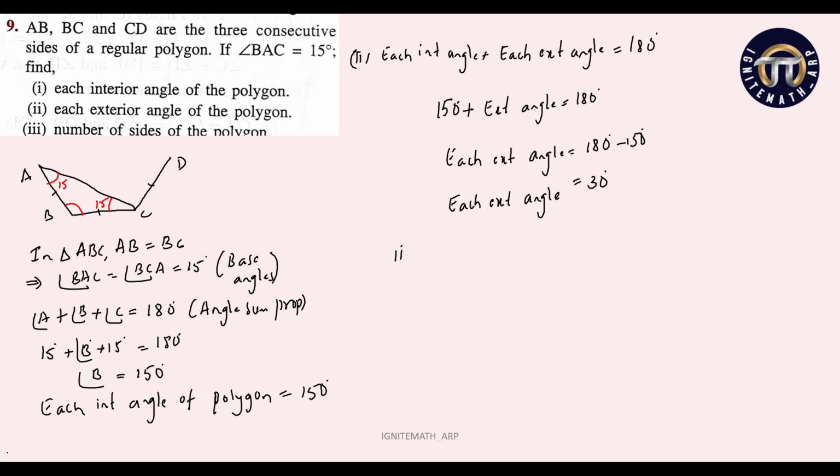Now my task is to find out the number of sides. We know that number of sides is equal to 360 degree divided by each exterior angle. Each exterior angle is 30 degree. So that is equal to 12. Clear, children? 12 is the number of sides.